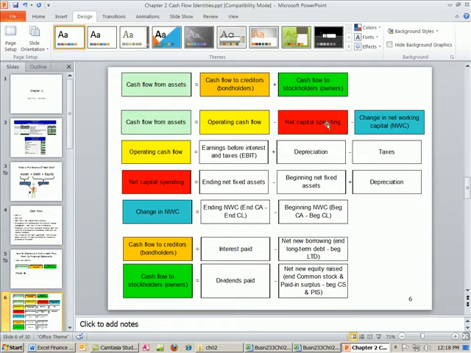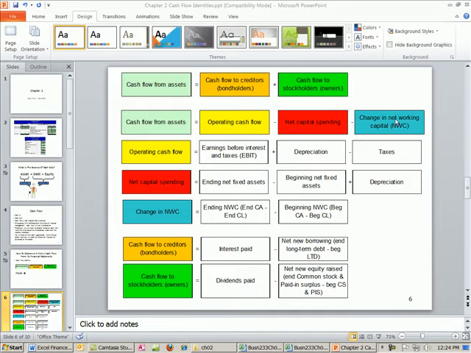Oh, but remember this is long-term or fixed. On the balance sheet we had current assets and long-term or fixed assets. So this just means change in net working capital. Now this could be a plus if you're going out and buying lots of new inventory. So this is short-term assets, current assets, and these are long-term assets, fixed assets.